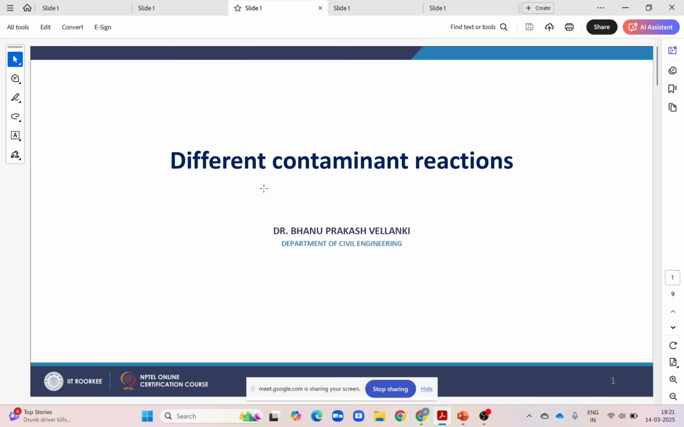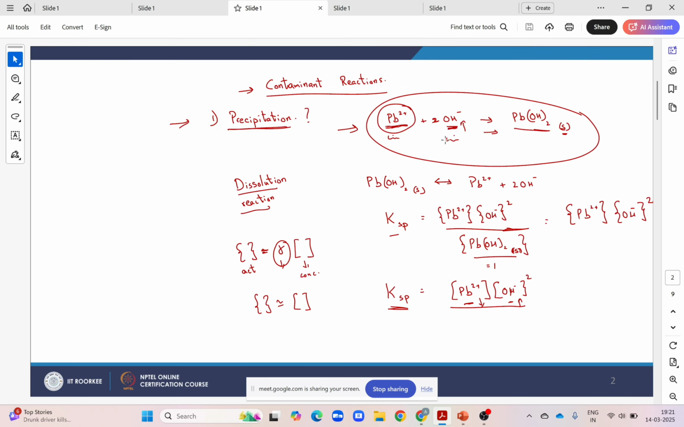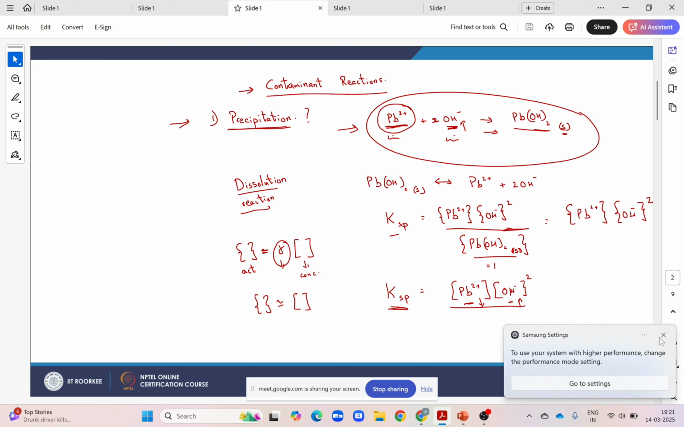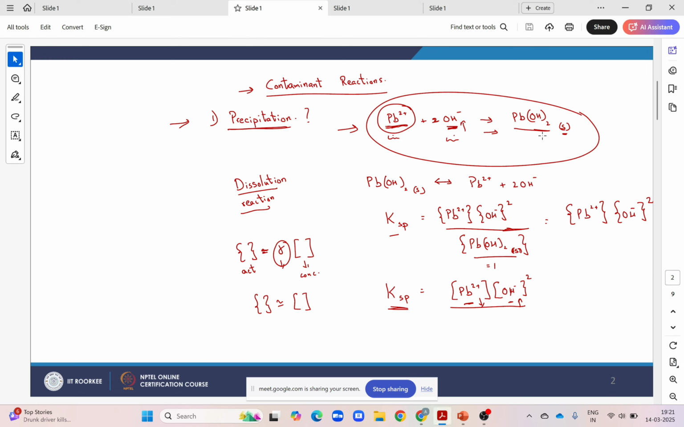Let's discuss the different contaminant reactions which take place. One can be precipitation. Here the example is that if lead is present and hydroxide is added, so the pH will increase, then lead will precipitate out as lead hydroxide. Again, this is a reversible reaction, so it can also go from solidified lead hydroxide back to the aqueous phase of the lead.